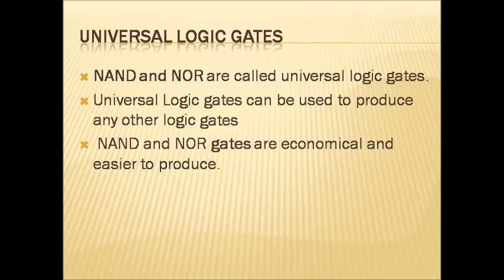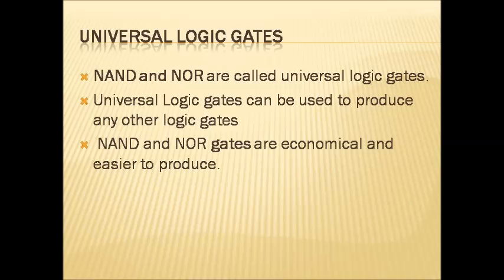Now we are going to learn about the universal logic gates. First, see what the universal logic gates are. There are two logic gates, namely NAND and NOR, called the universal logic gates. There is a reason behind this: the speciality of these universal logic gates is that they can produce all other gates, including the basic logic gates.